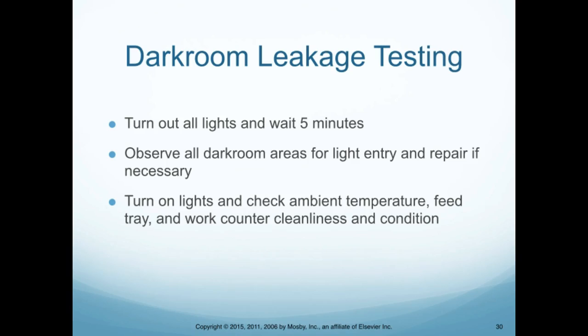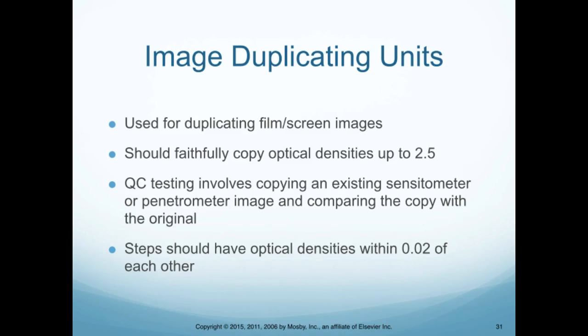So there's a leakage test that we can do for a darkroom. We turn out all the lights and wait for 5 minutes. We observe all the darkroom areas for light entry and repair if necessary, and we turn on the lights and check the ambient temperature, feeding tray, and the work counter cleanliness conditions. Typically what we would do is we'd leave a film out for 5 minutes and just see. Sometimes it might have been from the safe light, but usually if there's any real white light coming through, you'd see that exposing that film real quick.